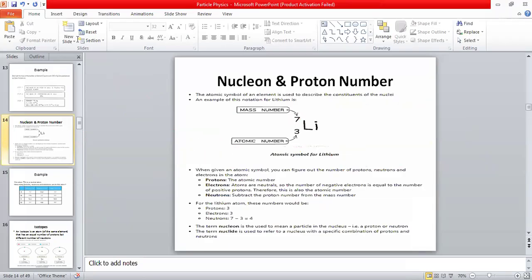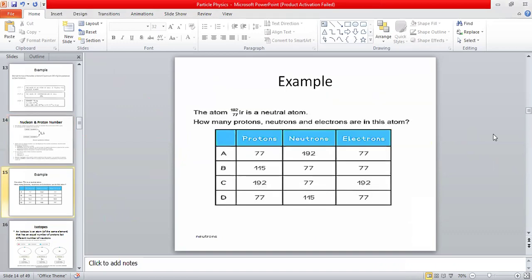All right, so I'm moving onwards. Next, let's see one of the examples over here. There is one atom, it might be iridium. It has 192 and 77 in its symbol, and it is a neutral atom. The question says, this appeared in one of the MCQs as well: how many protons are there, how many neutrons are there, and how many electrons are there.